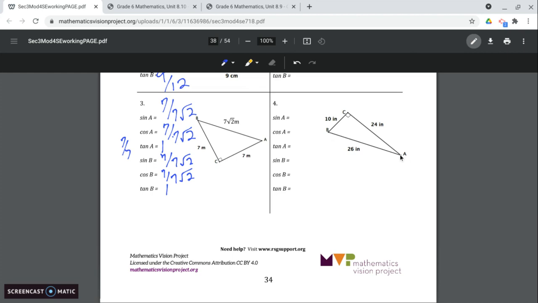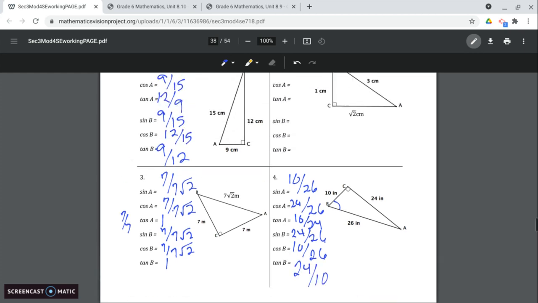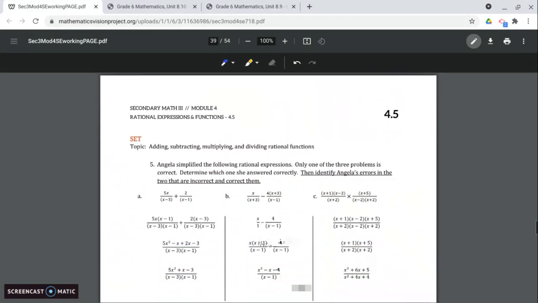In number 4, sine A, opposite over hypotenuse, so 10 over 26. Cosine, adjacent, 24 over 26. And tangent, opposite, 10 over 24. Sine B, from this angle, opposite is 24, hypotenuse is still 26. Cosine B, adjacent is 10, hypotenuse is 26, and then tangent B, opposite over adjacent, so 24 over 10. You only have one left to do here for yourselves.